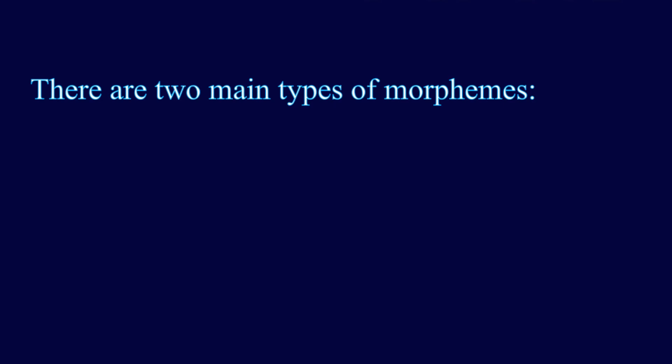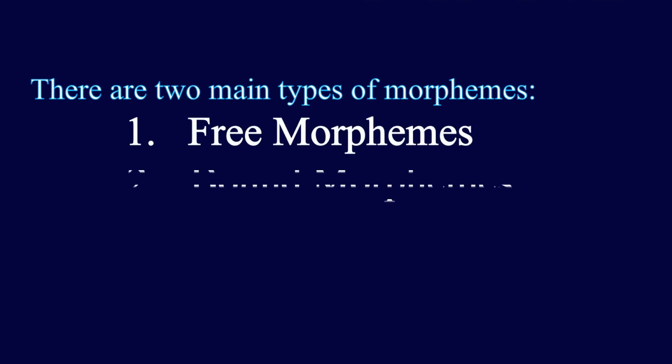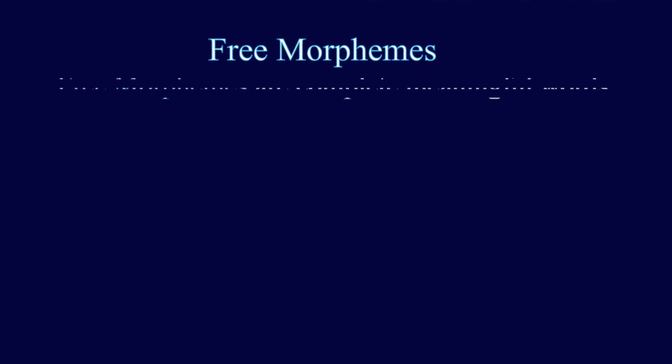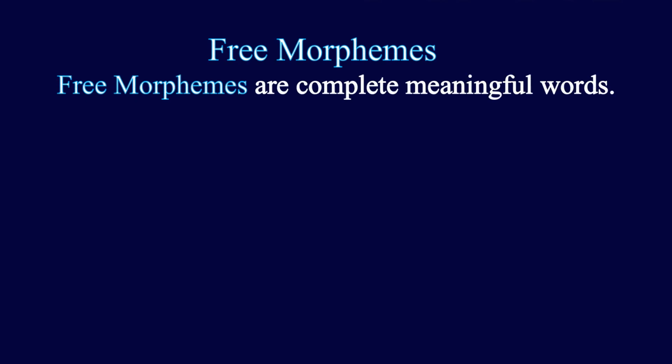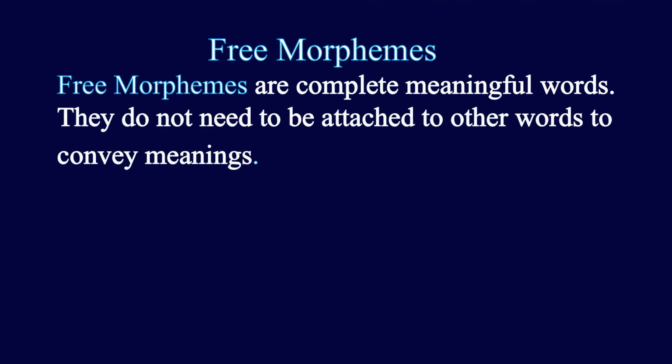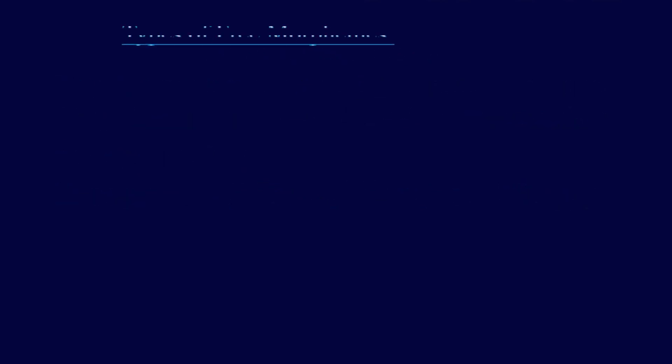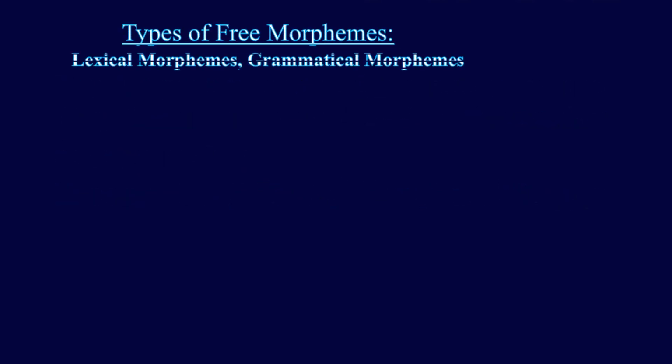There are two main types of morphemes, free morphemes and bound morphemes. Free morphemes are complete meaningful words. They do not need to be attached to other words to convey meaning, for example, dog, book, run, and happy. They are complete meaningful words. They do not need to be connected to other words to complete the meaning. They are free morphemes. There are two types of free morphemes, lexical morphemes and grammatical morphemes.